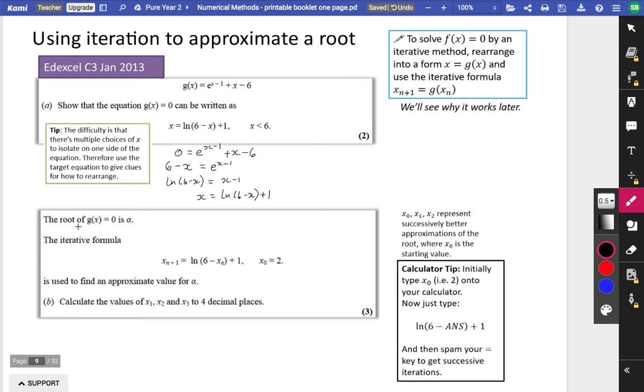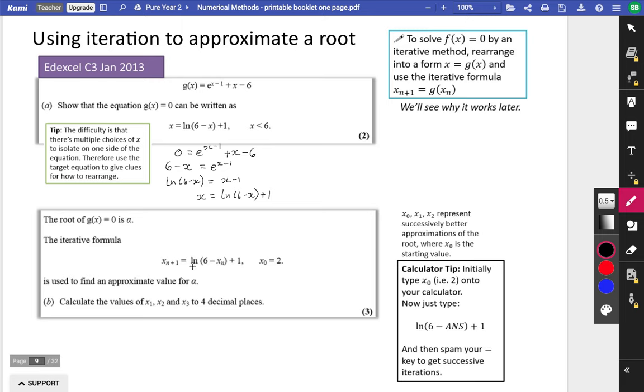The next part of this question then says that the root of g(x) = 0 is alpha. The iterative formula, x_(n+1) = ln(6 - x_n) + 1. And it says something here that x_0 = 2. And it says this whole thing is being used to find an approximate value for alpha. Well, all I've written over here is that x_0, x_1, x_2 represent successively better approximations of the root, where x_0 is the starting value. So they're asking you to start off this process with the first value x_0 being equal to 2, and to use this formula to help you find out what x_1 and x_2 and x_3 are, all to 4 decimal places.